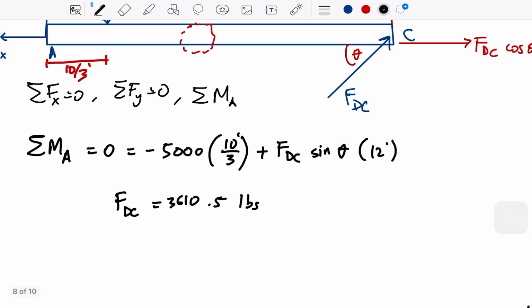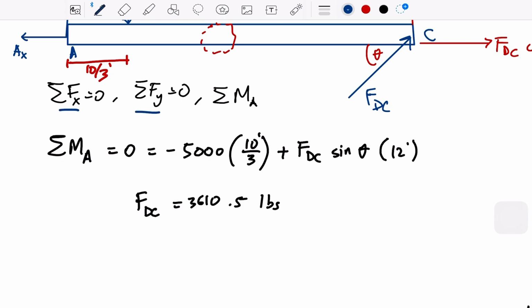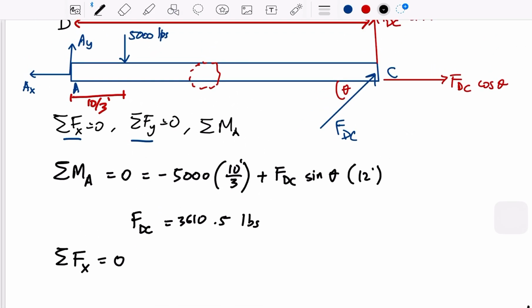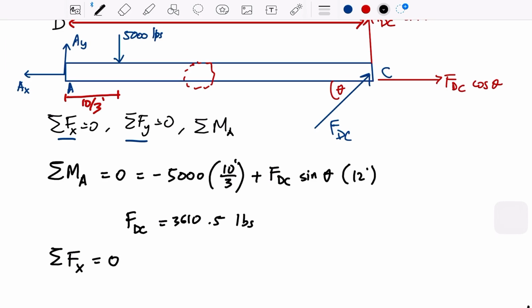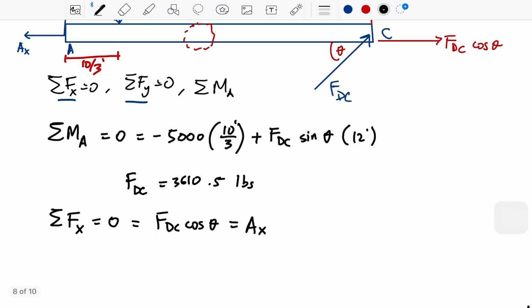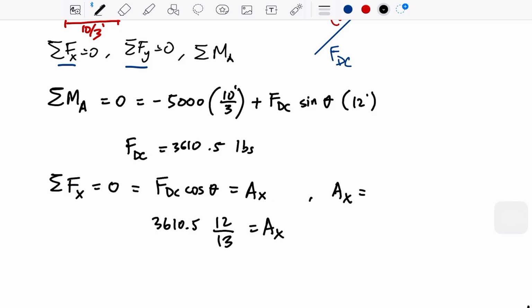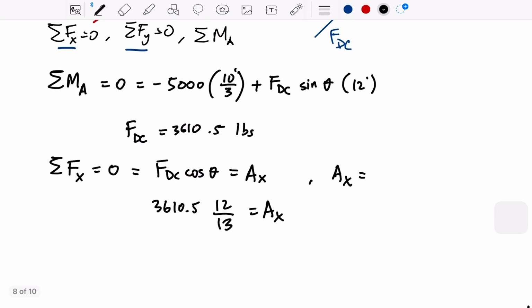Since we have FDC, then we could work on the Fx and Fy. So sigma Fx equals 0. Then there is only AX, right? So we could say FDC cosine theta is equal to AX. FDC is 3610.5, cos theta is 12/13, and this will be AX. Here AX means the reaction at pin A. AX is 3333.25 pounds.